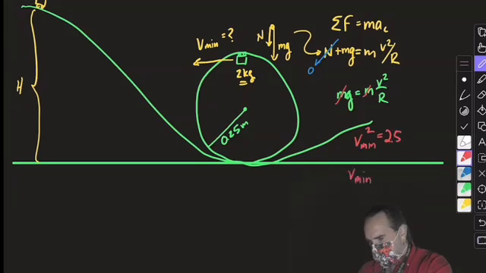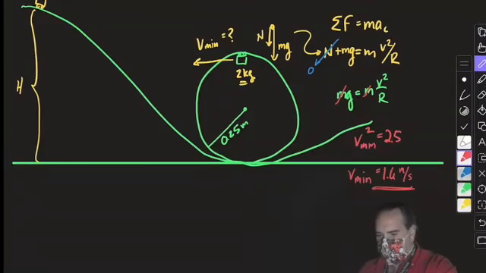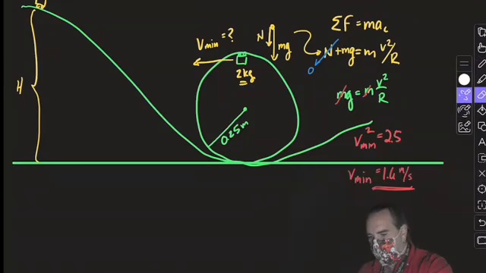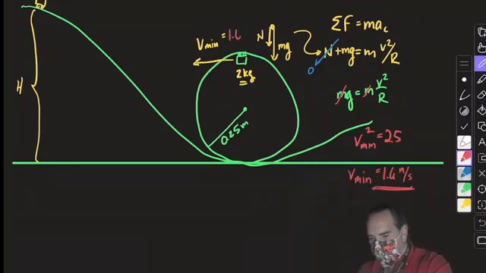Perfect. 1.6 meters per second. That's right. That's exactly how fast we need to be going. If we don't go at least that fast, we will not make the loop.